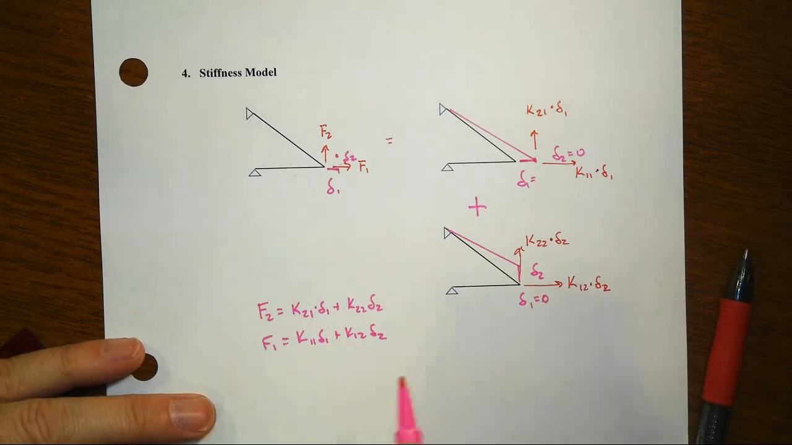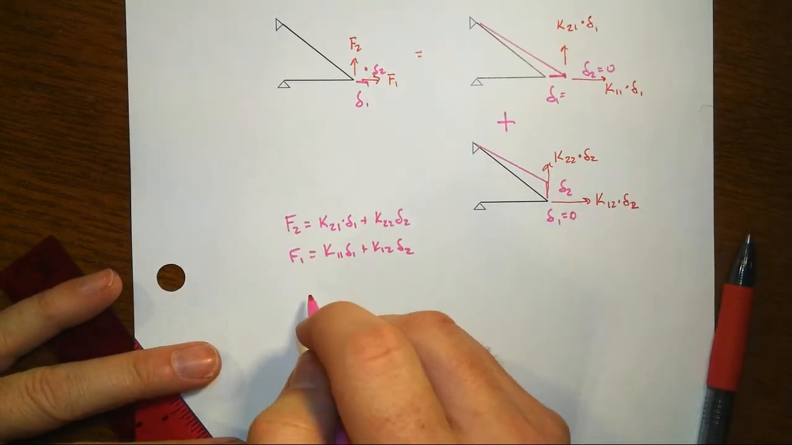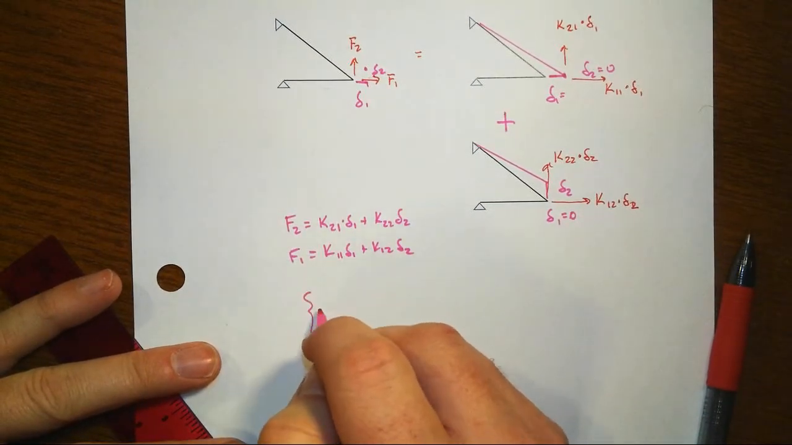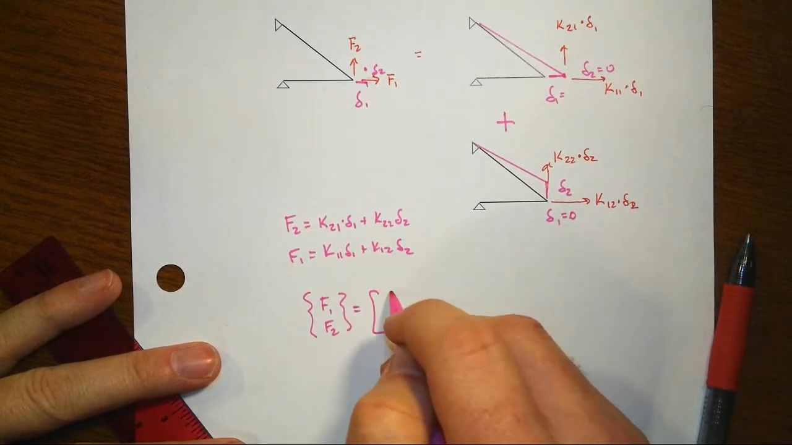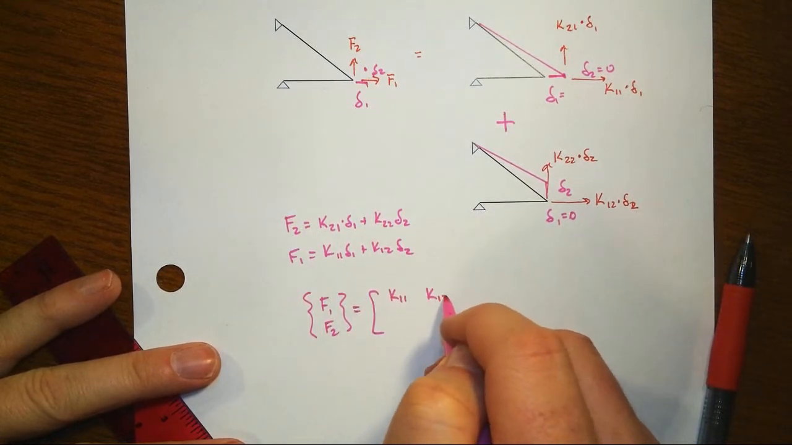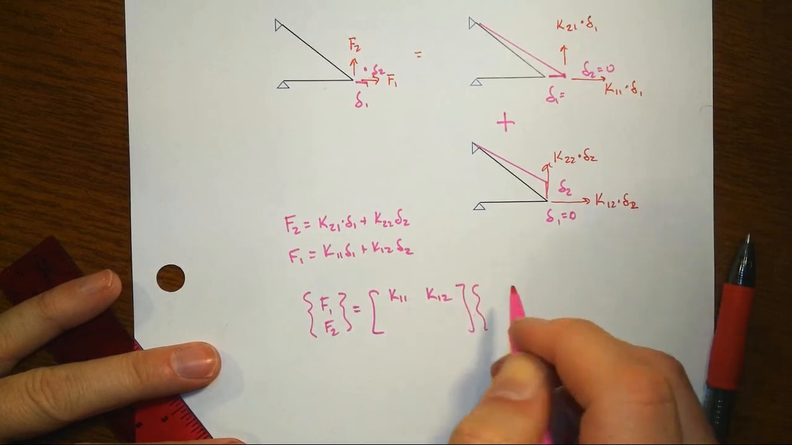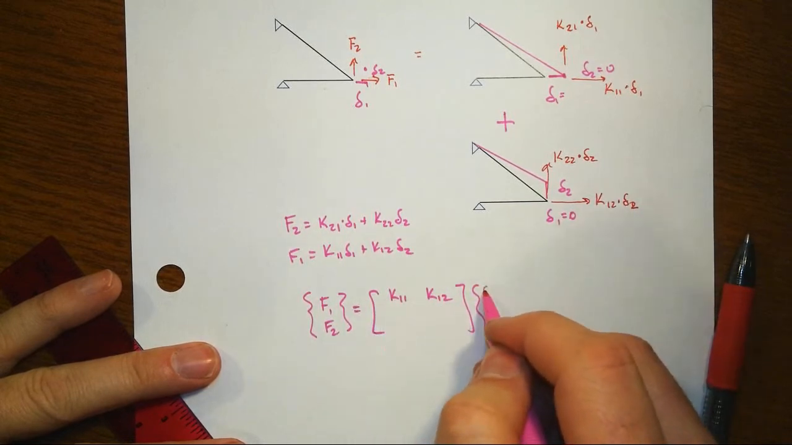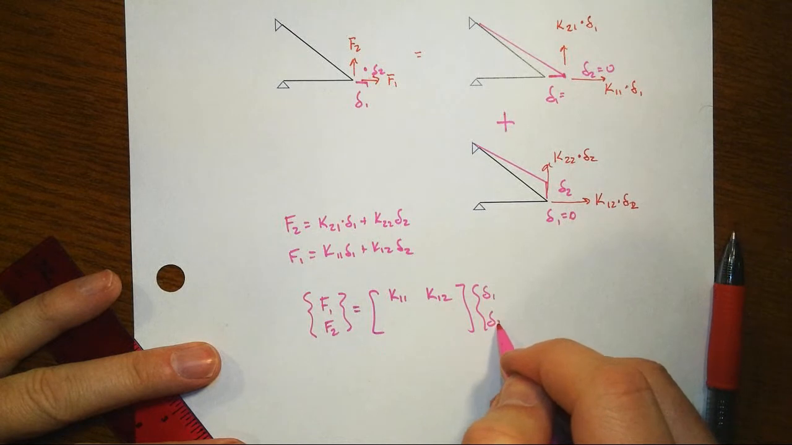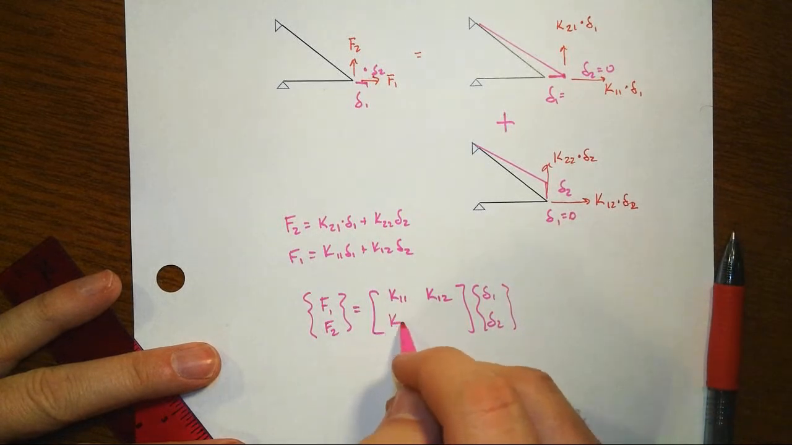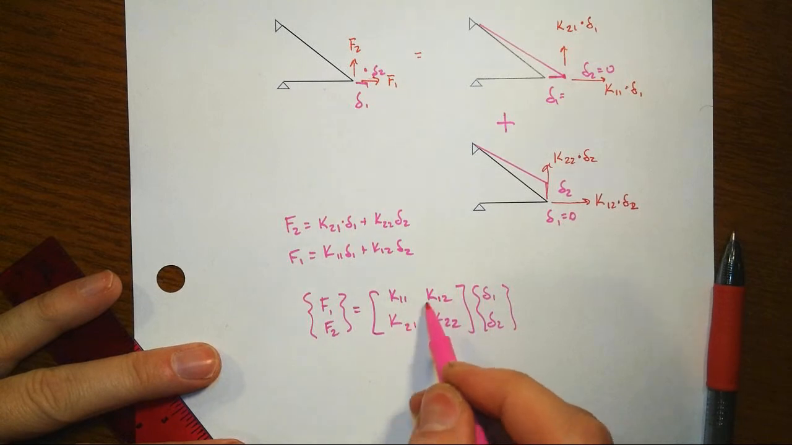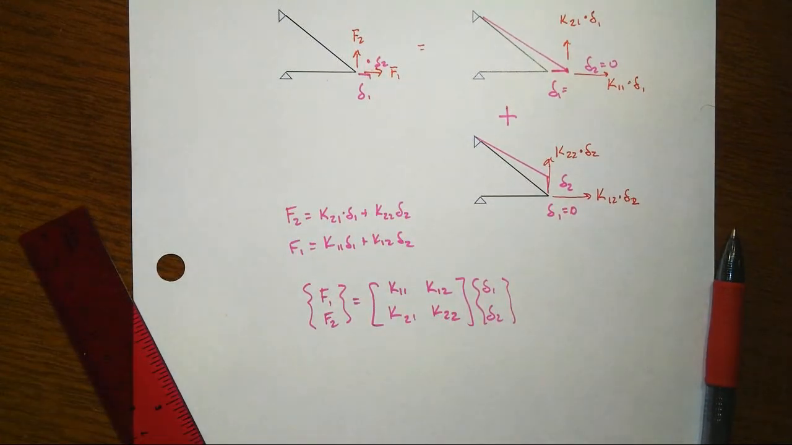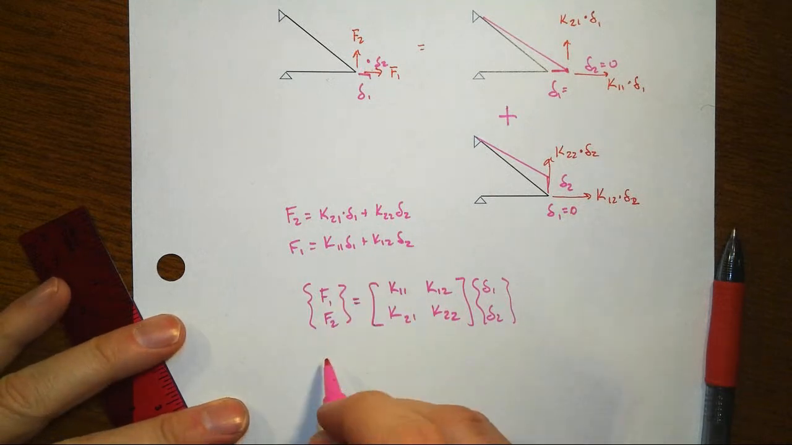And although I got these in the reverse order of the way we usually write them, what that looks like in matrix form is the following. That second equation is K11 times delta 1 plus K12 times delta 2, and then the other one would be like this. Yes, it's symmetric. K12 will equal K21. That's a critical thing, but this is our stiffness model here.